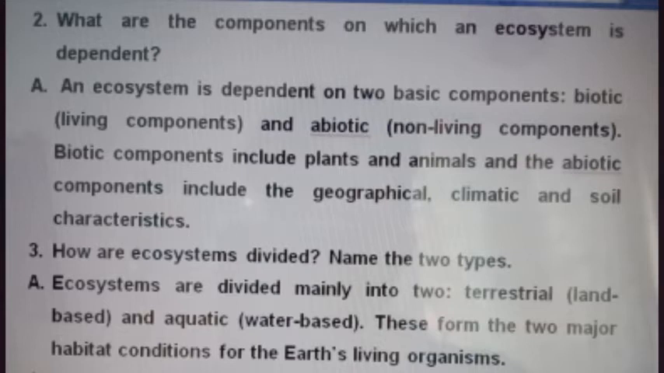Now the third question. How are ecosystems divided? Name the two types. Answer. Ecosystems are divided mainly into two. Terrestrial, that is land-based, and aquatic, that means water-based. These form the two major habitat conditions for the Earth's living organisms.